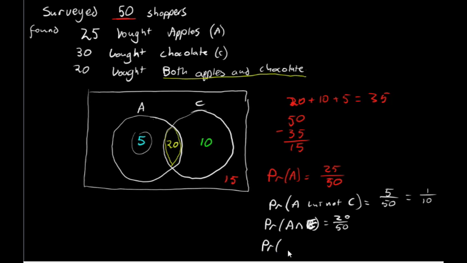The probability of neither A or C, well, it would be this 15 because we don't want apples or chocolate. So 15 out of 50. So that's using Venn diagrams.